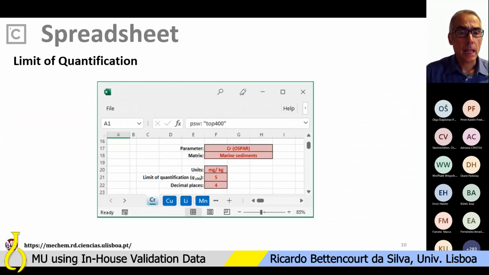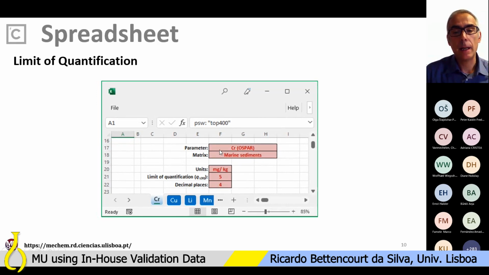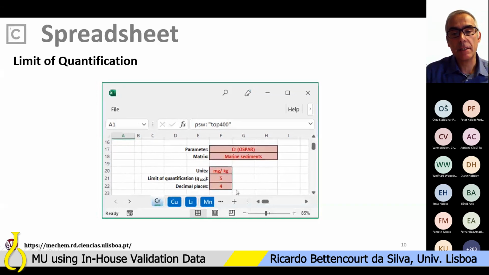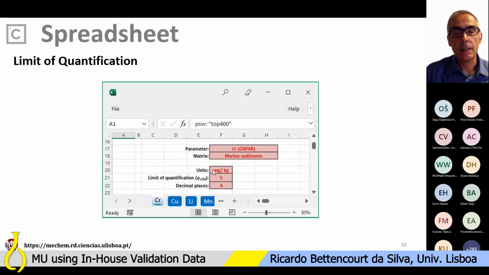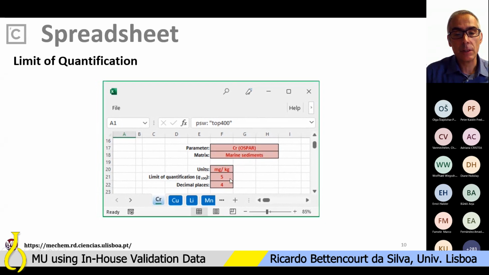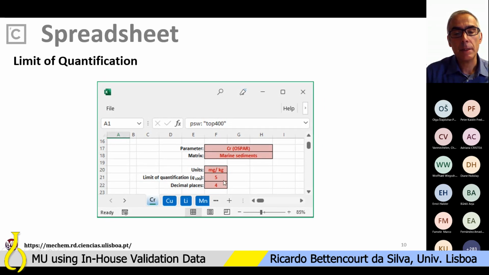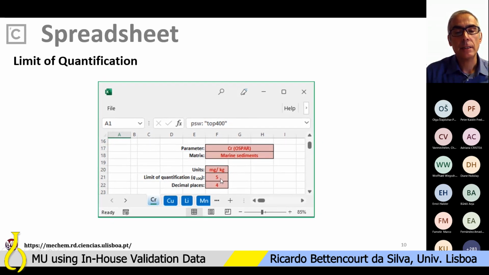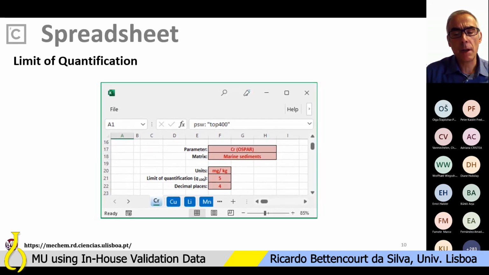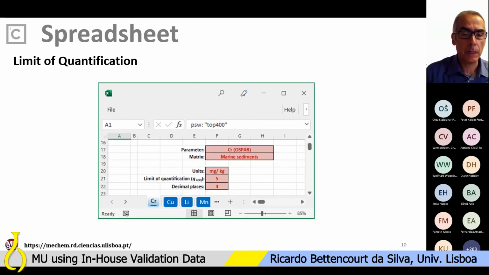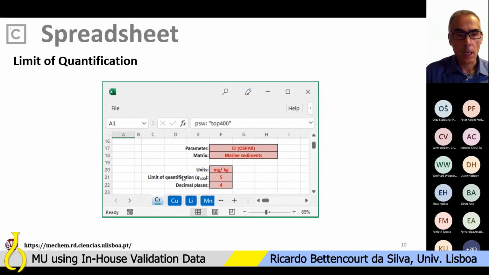Okay, so in the first corner of the spreadsheet, after the structure being presented, you have this corner where you should put the parameter, the matrix, the units, and very important, you have to put here the limit of quantification, in this case 5 milligrams per kilogram. Depending on this limit of quantification, the software manages the pooling of information for interval 1 below 2 times limit of quantification or above 2 times the limit of quantification.